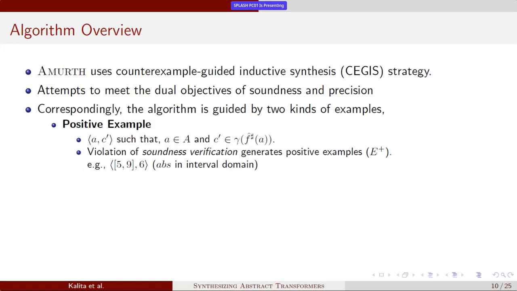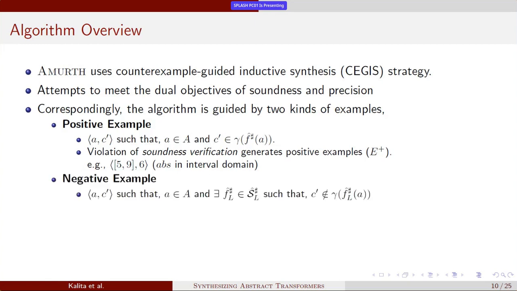Now let us take this example. It's a tuple. There is a range 5 to 9 and C prime is 6. I can convince you that there exists a value from 5 to 9 on which, if we apply absolute, we can get 6. Okay, the examples I'll be talking about in this talk will be in the interval domain and mostly on absolute, unless specified.